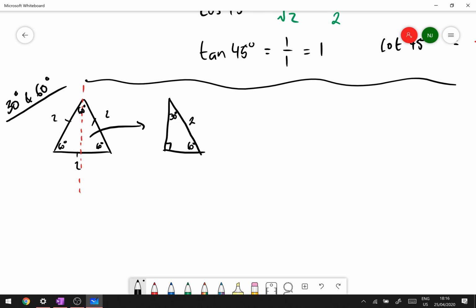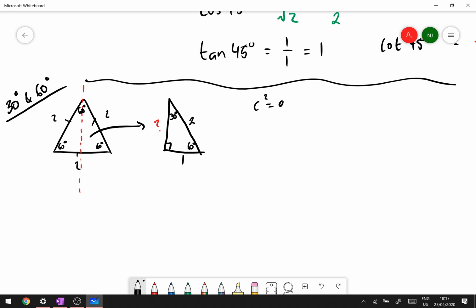We know that this length here is 2, so this time we've actually been given a hypotenuse. The base was split in half, remember? So half of 2 is just 1. And that leaves me with this unknown value here. So again, we're going to do some Pythagoras to work that one out.